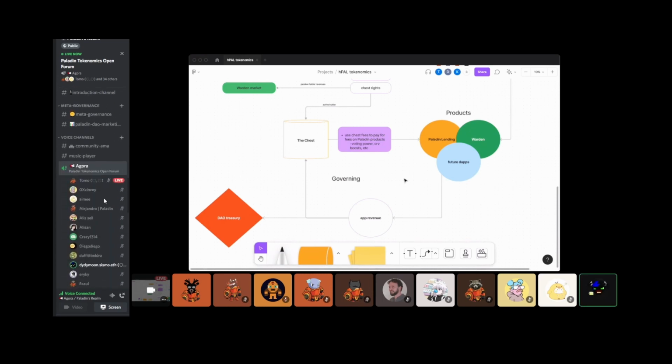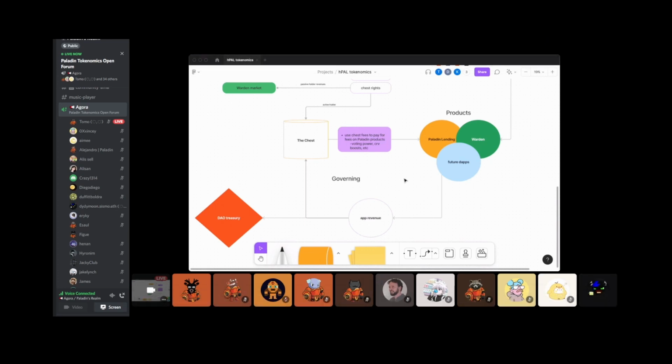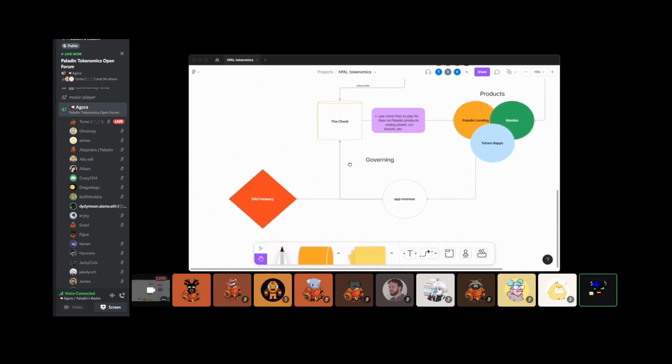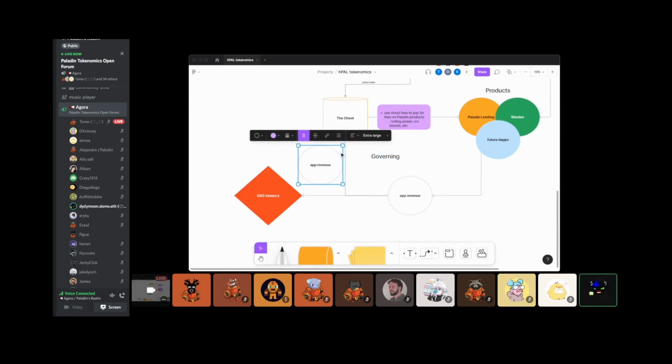So the idea would be to take half of the tokens that are going to the chest, to be locked and to be used in governance. And that would allow people to basically use the voting rights for free. So the voting rights could be used, in the first idea, on the protocol, so as to be neutral.